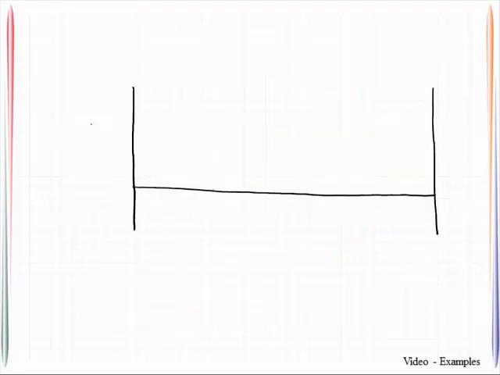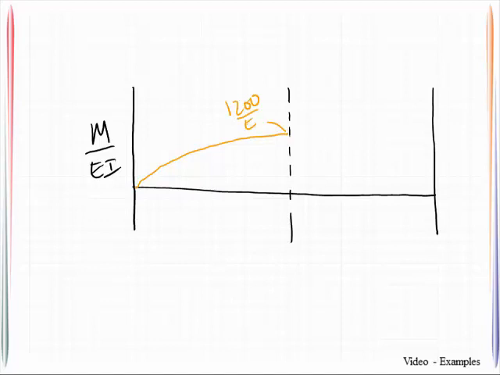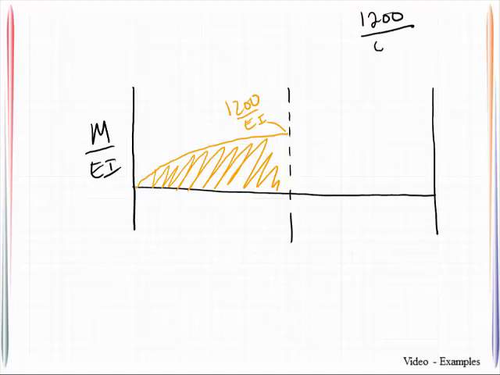So we'll come over here. Well, this is the M over EI. And since segment AB has a moment of inertia of I, all I need to do is go ahead and sketch it up just like we did before and divide it by EI. For segment BC, we need to modify that moment by dividing it by 0.6 EI, which would then be 2000 over EI.